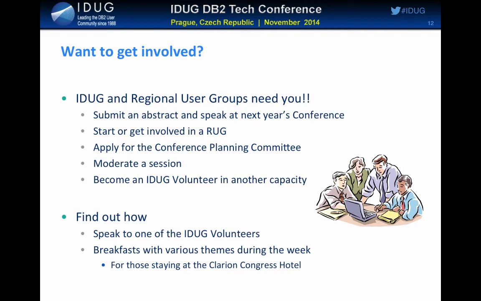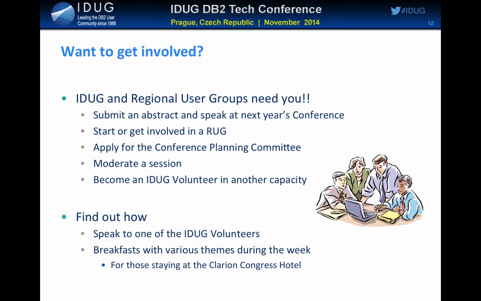IDUG survives by people volunteering to get involved and help out on various roles, and we want as many people to volunteer to help out, arrange IDUG events and do other tasks within the IDUG organization as possible. So we need you. So you're welcome to submit an abstract and speak at next year's conference. You could start or get involved in a regional user group in your own country. You could apply for the Conference Planning Committee, which is the group I sit on which help organize next year's conference.